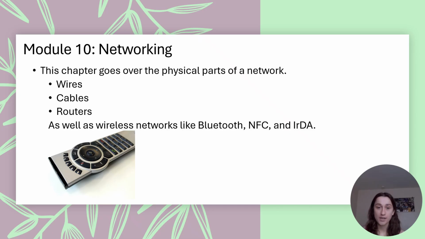So Module 10 was on networking. This chapter goes over the physical parts of a network, like wires, cables, routers, the things that you see that you might have to purchase to make your network work. It also goes over wireless networks. Wireless networks would be like Bluetooth, NFC, IRDA. And these are just a few examples.